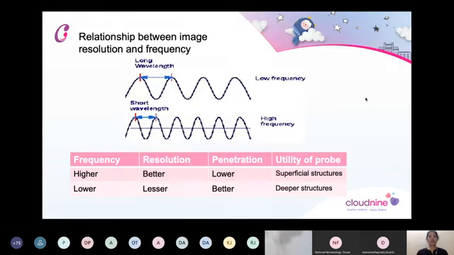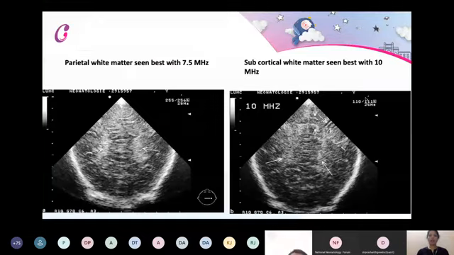Remember that the higher the frequency of the probe that you use, the better the resolution, but the lower the penetration. So you will be able to see superficial structures better. The lower the frequency of the probe that is used, the poorer the resolution, but the penetration is better, so you will be able to see the deeper structures better.